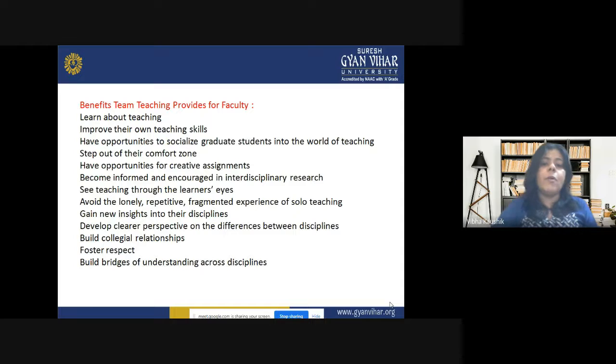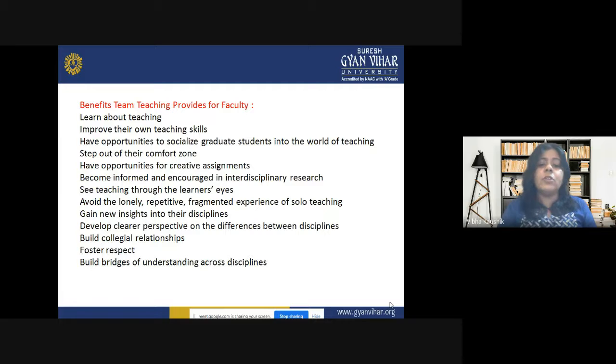Benefits team teaching provides for faculty. Learn about teaching. The teachers will learn about the concept of team teaching. Improve their own teaching skills. They can improve their own teaching skills. Have opportunity to socialize graduate students into the world of teaching. Step out of their comfort zone. Have opportunity for creative assignments. Become informed and encouraged in interdisciplinary research.